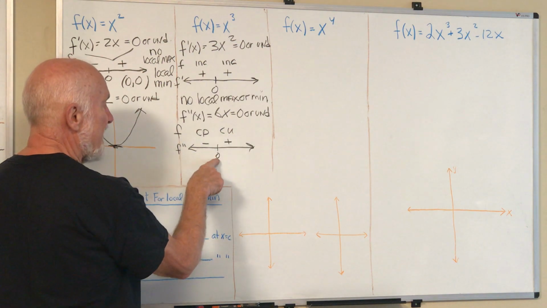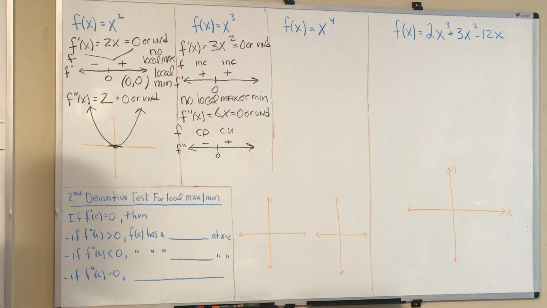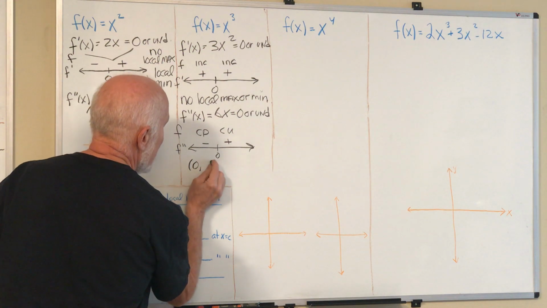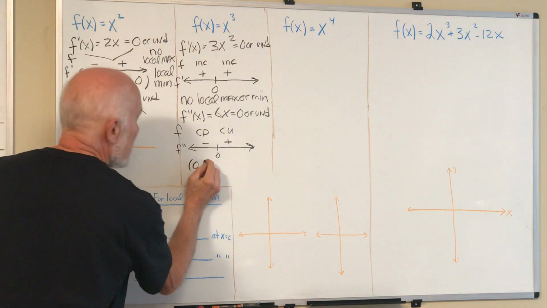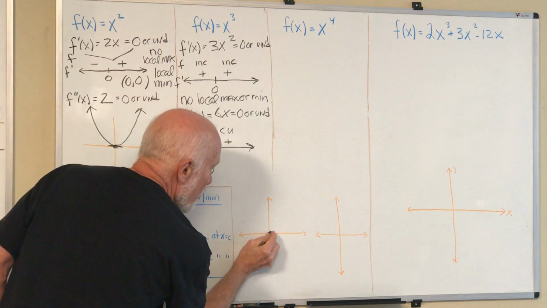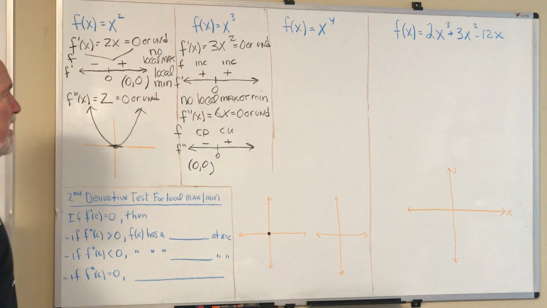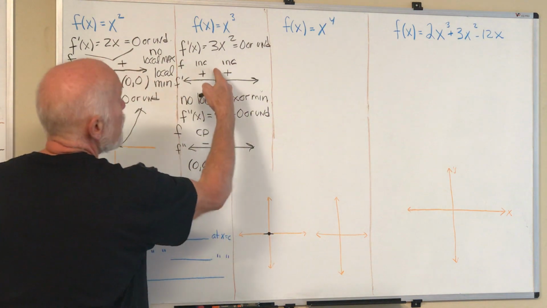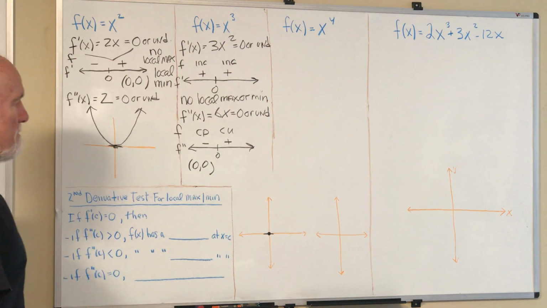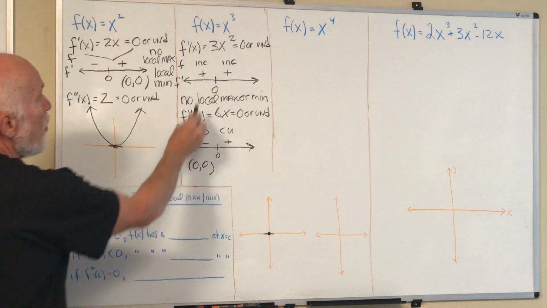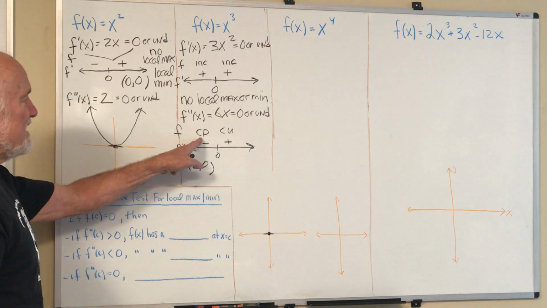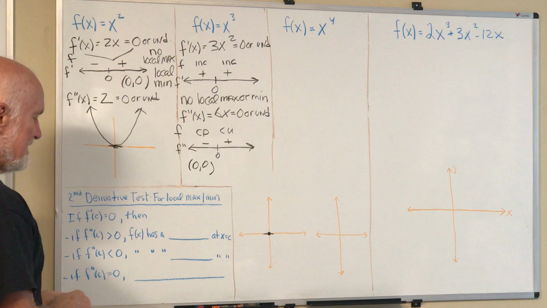So we find out that is a point of inflection. We knew it was the only possible point of inflection, and now we know that it really is. And 0 cubed is 0, so (0, 0) is the only important point. And we know we have a 0 slope there, and we know the function is always increasing, but it goes from concave down to concave up.